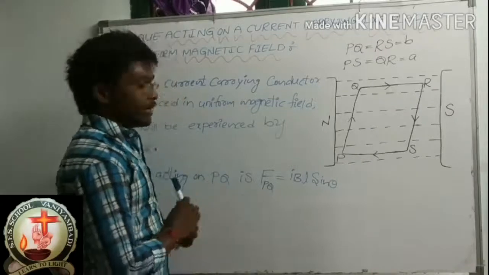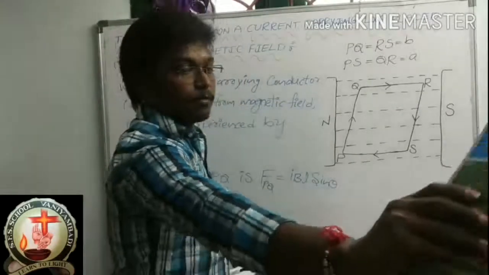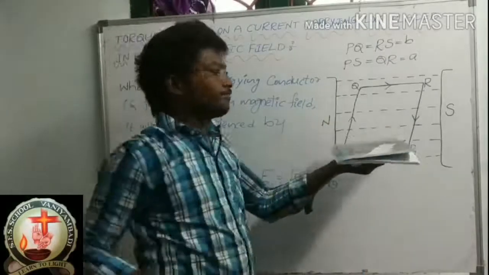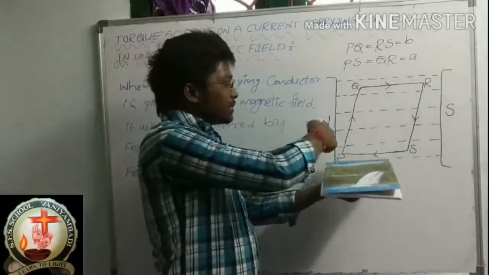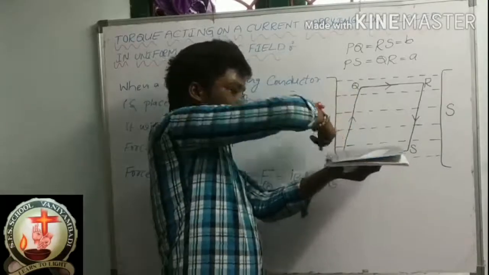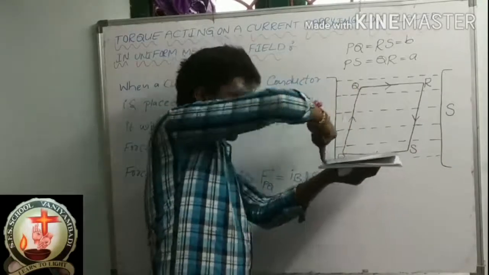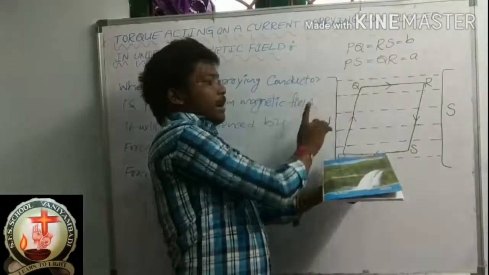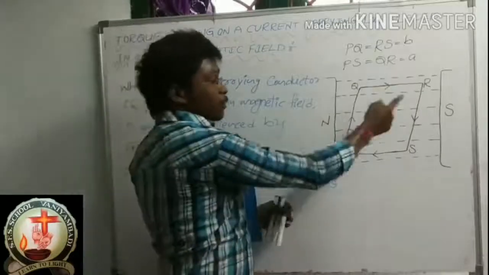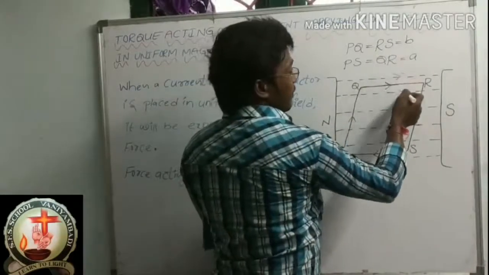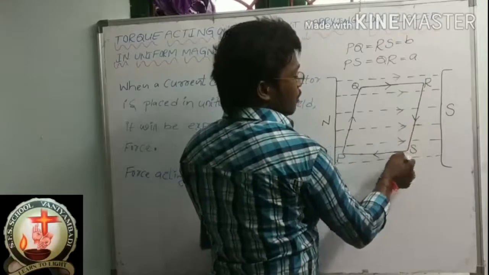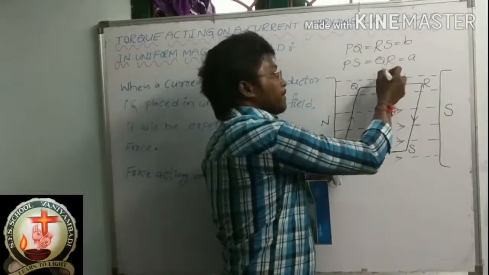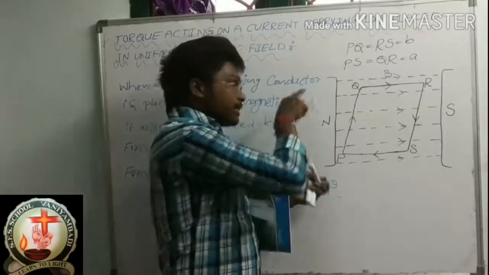Okay. So here I told you already what is the position of the loop. This is the position. Okay. In this part means this part. Okay, PQ. Magnetic field direction is what? This direction. Always magnetic field direction is north pole to south pole. Correct. Magnetic field direction always north pole to south pole. So this is the direction of B.